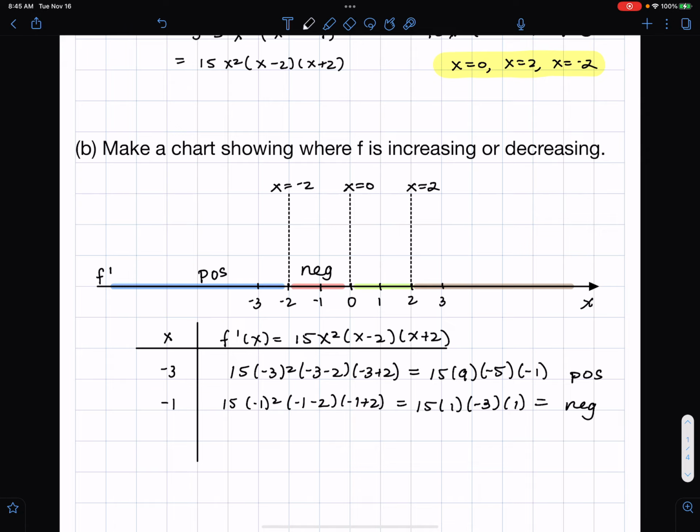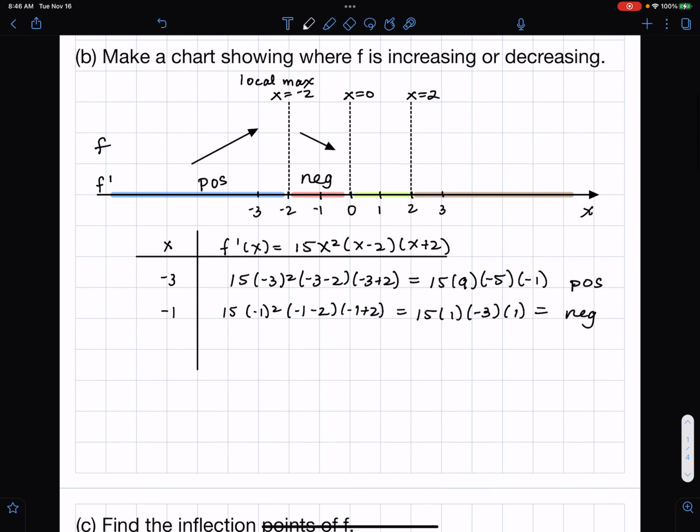And so why am I doing this? Because I'm looking at f. What I see is that when f prime is positive, f is increasing. That's why I care about this. And when f prime is negative, f is decreasing. My conclusion, by looking at the way f is behaving, is that it's increasing and then decreasing, and it changes from increasing to decreasing at negative 2. That makes negative 2 a local max. A lot of times I just write max instead of local max, but that's what we have there.